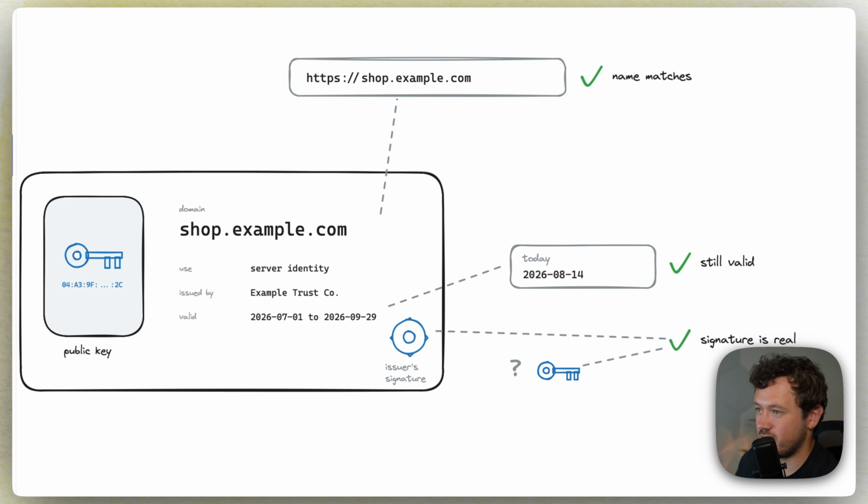So when your browser connects to a site, the server for that site presents its certificate. And then the browser checks it like a bouncer would a license. Does the name match the site that I asked for? Is it still within its valid dates? And is this hologram real? Is the signature from an issuer that I trust? Only then does it actually use the public key on that card to make sure that it's really talking to that server, set up this encrypted session, and show you the padlock.